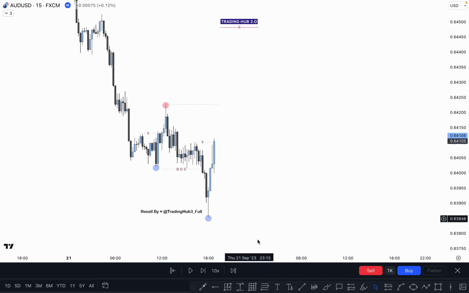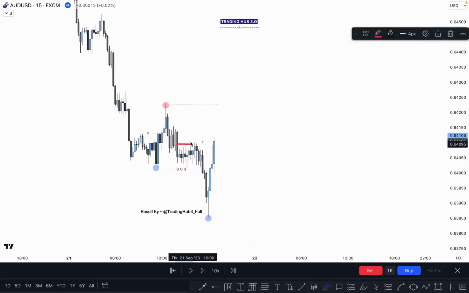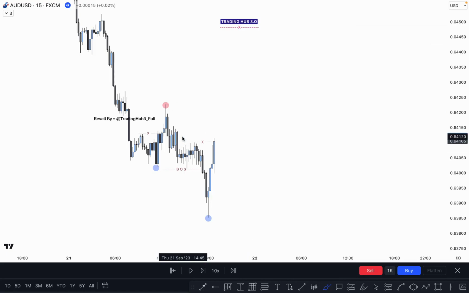Okay, so in this leg you can see there is no imbalance, there is no POI, there is no order flow, there is no order block right here. So in this case, how can you deal? In this case, simply you can deal in two situations.